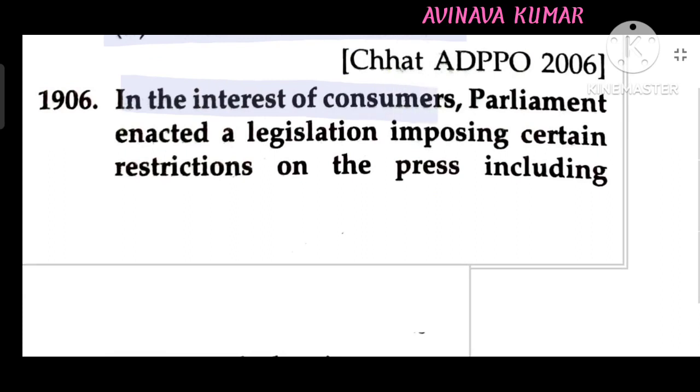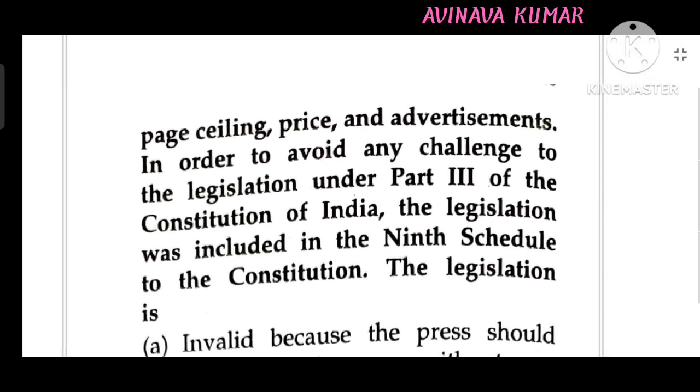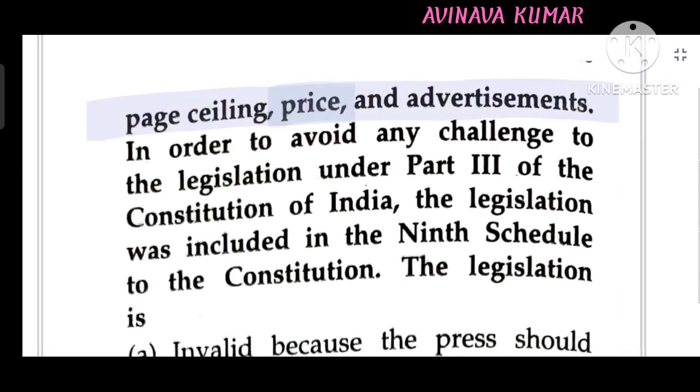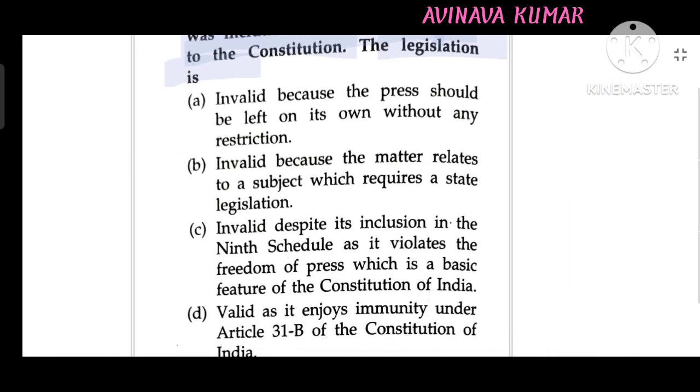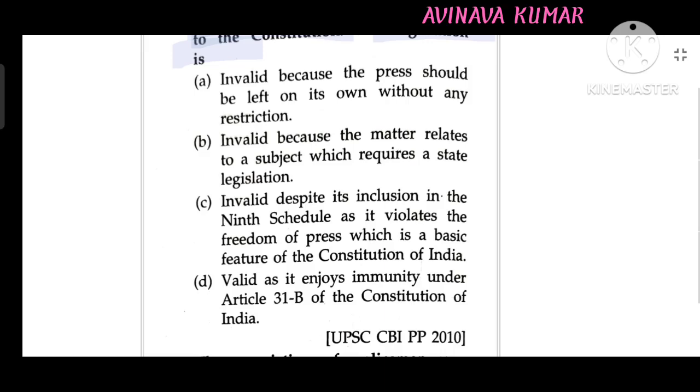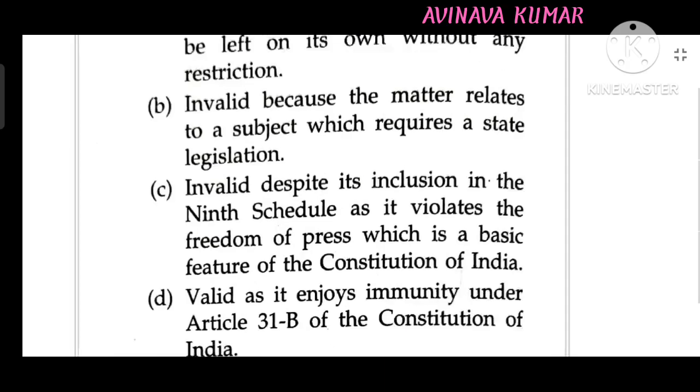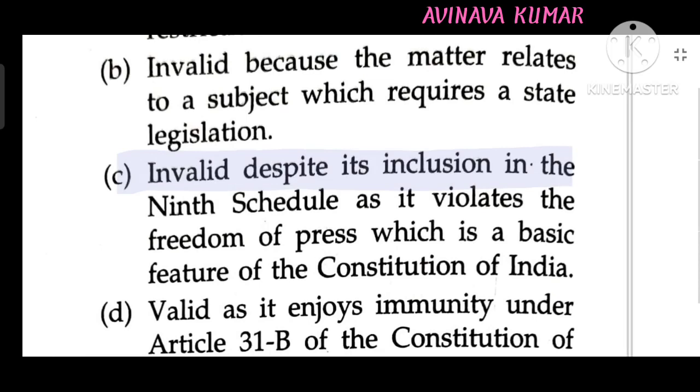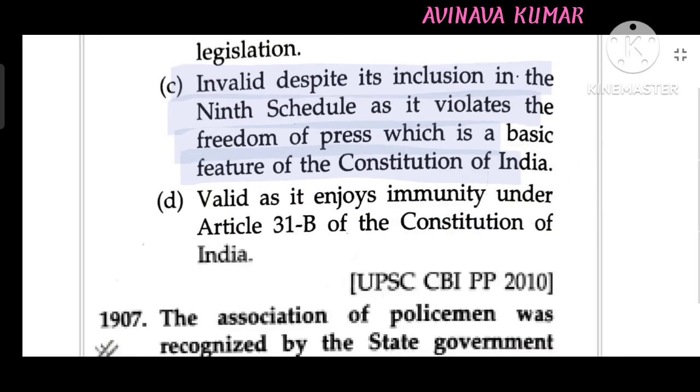In the interest of consumers, Parliament enacted legislation imposing certain restrictions on the press, including page ceiling, price, and advertisement. In order to avoid any challenge to the legislation under Part 3 of the Constitution of India, the legislation was included in the 9th Schedule. The legislation is: answer, invalid despite inclusion in the 9th Schedule, as it violated the freedom of press, which is a basic feature of the Constitution of India.